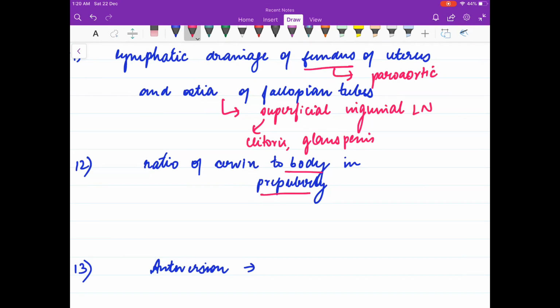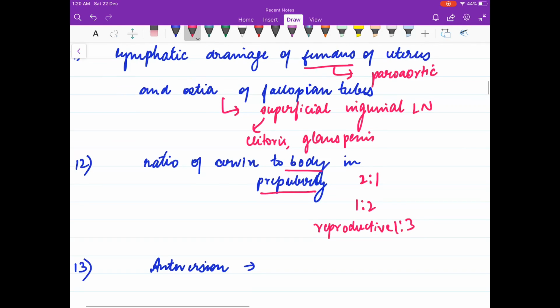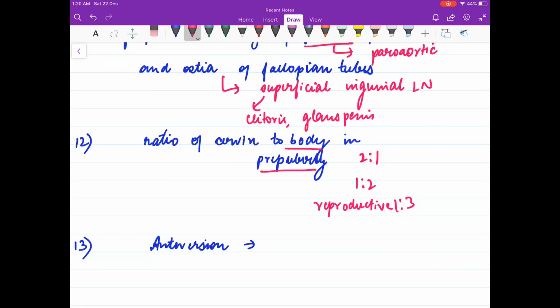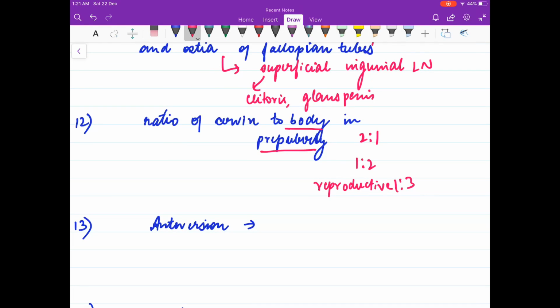Ratio of cervix to body in pre-puberty is 2:1. In post-puberty it is 1:2. In reproductive age group it is 1:3. Most common cause of Asherman syndrome is curettage. Friends, I will ask you some questions in between also.